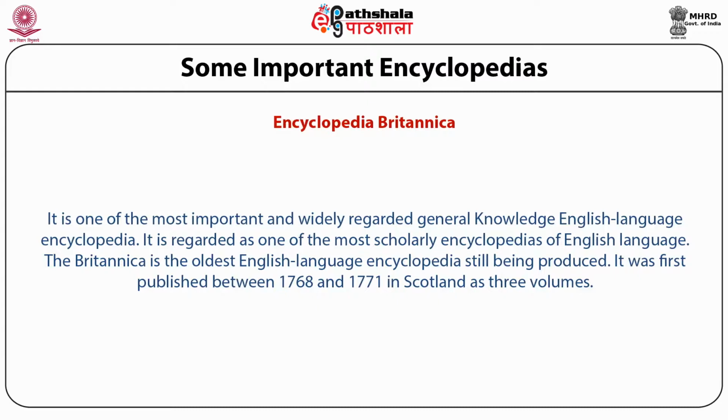The Britannica is the oldest English language encyclopedia which is still being produced. It was first published between 1768 and 1771 in Scotland in 3 volumes. Currently, it is being published in 33 volumes, but in a recent development, the Encyclopedia Britannica is no longer available in print format. Now it is available only in electronic format through the website of the Britannica.